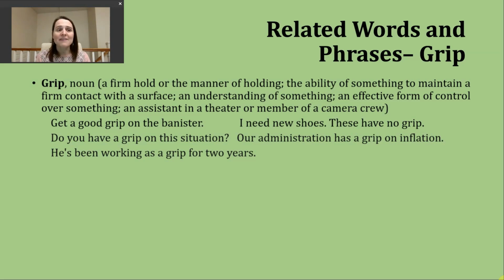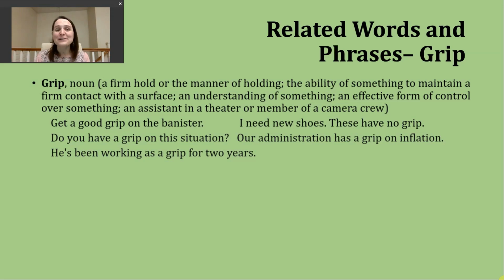A fourth way you can use the noun grip is to refer to an effective form of control over something. I've heard many politicians say lately, our administration has a grip on inflation, right? We have certain policies in place. This is sort of, again, under control. They're trying to reassure people, don't worry.